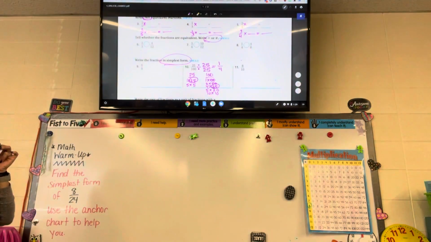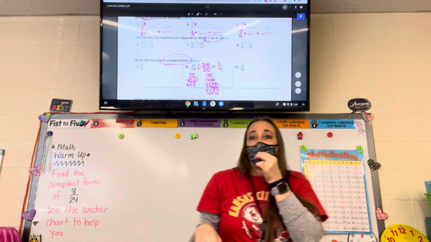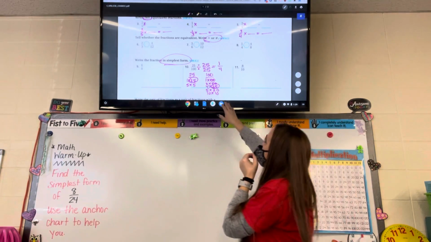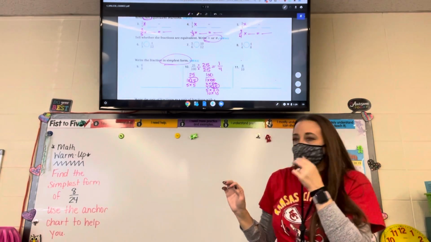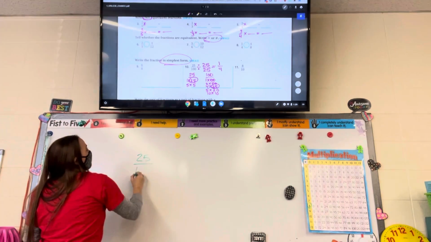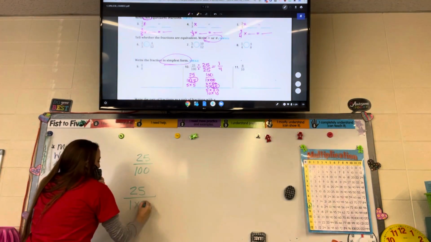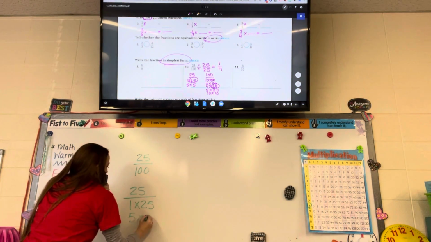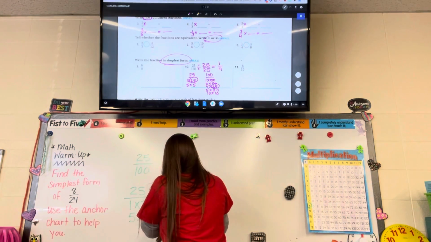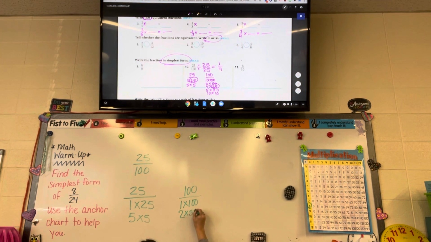Numbers 10 and 11 say write the fraction in simplest form. This is what we did as our math warm-up. I have helped you with number 10. You do the factors of the numerator and the factors of the denominator. Factors of 25 are 1 times 25 and 5 times 5. Factors of 100 are 1 times 100, 2 times 50, 4 times 25, 5 times 20, and 10 times 10.